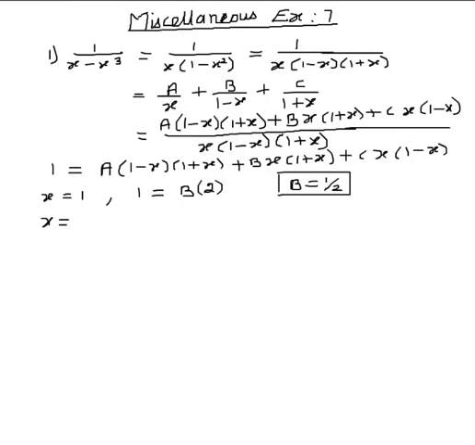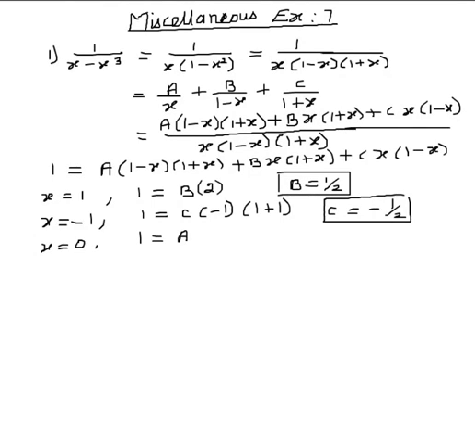And then we will substitute x as minus 1. The first term is 0. Second term will be 0. Third term is c into minus 1. 1 minus of minus 1 will become plus 1. Therefore, c value is minus half. Then let us substitute x as 0. 1 is equal to a times 1 minus 0 is 1, 1 plus 0 is 1. And b into 0, 0. Third term is also 0. Therefore, a value is 1.